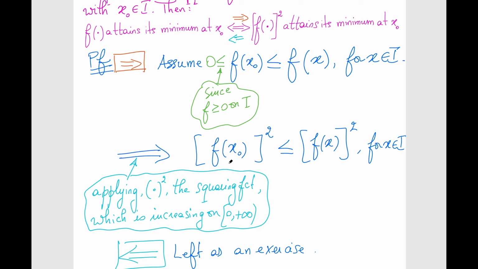And this is a non-negative entity. If you apply the square root function, you want to kind of go back now, right? If you apply the square root function to both sides, which is an increasing function, the square root of this is going to be less than or equal to the square root of that, right? And what's the square root of something squared? It's the absolute value of the thing. So we're going to get the absolute value of f of x naught is less than or equal to the absolute value of f of x for all x in I.